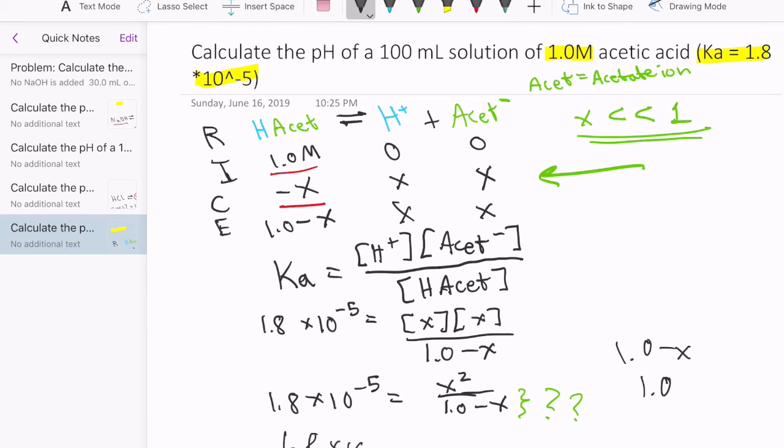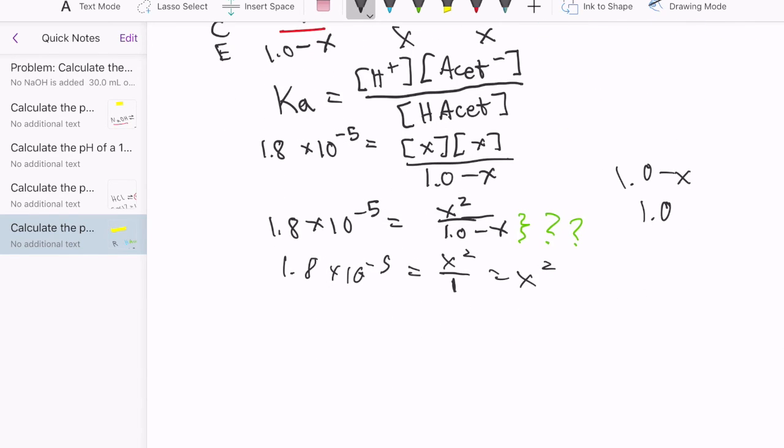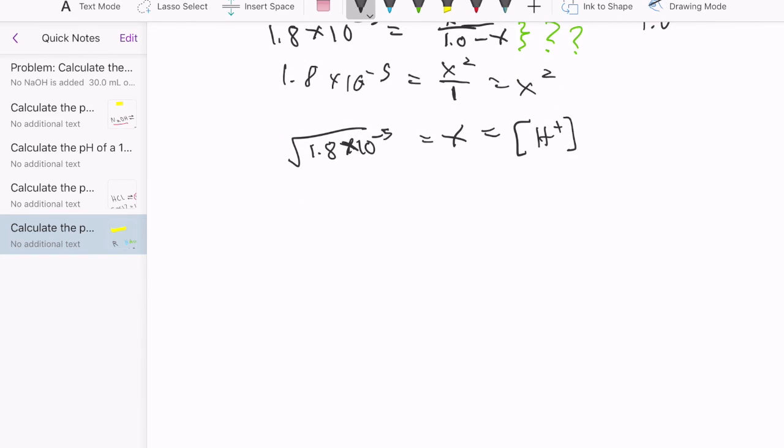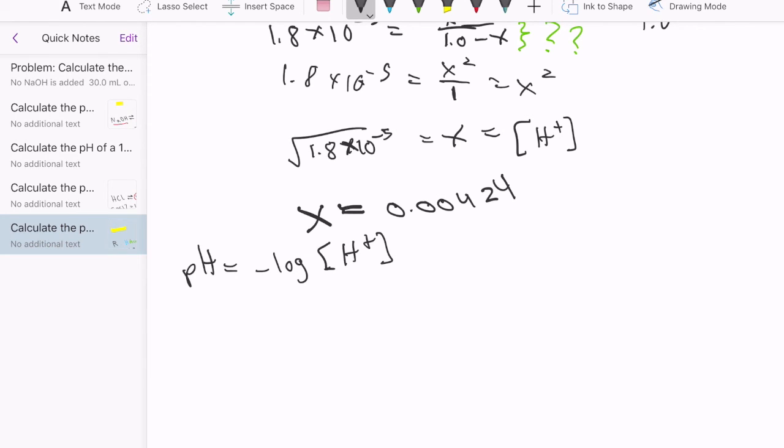So this expression turns out to be 1.8 times 10 to the negative fifth equals x squared over 1, which is simply x squared. Now we take the square root of 1.8 times 10 to the negative fifth, and that gives us x, which is the concentration of H plus in solution. As you see here, x is the concentration of H plus at equilibrium. After we solve for x with the calculator, we end up with 0.00424. Now to find the pH, we take the negative log of the concentration of H plus, that is negative log of 0.00424, which equals 2.37. So the pH of the solution is 2.37.